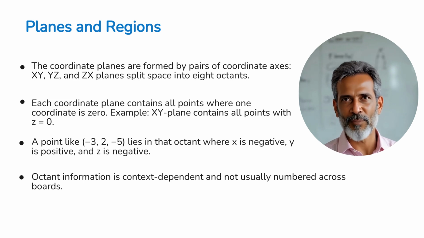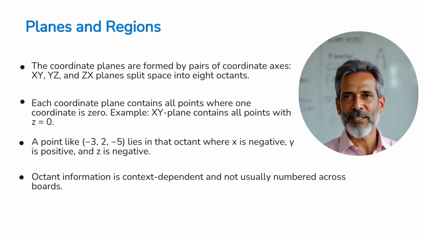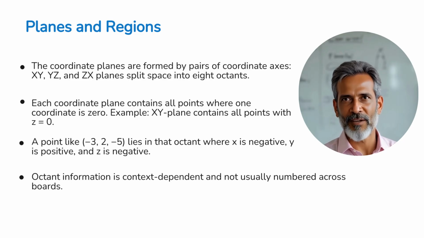Here's a quick example to understand an octant. Consider the point with coordinates (-3, 2, -5). This means x is negative, y is positive, and z is negative. So that point lies in the octant where the x-axis is negative, y-axis is positive, and z-axis is negative.